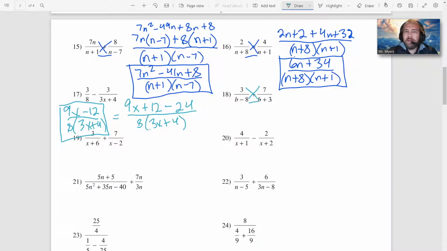And again, the same situation with the denominators, because the denominators do not have anything in common. So crisscross applesauce once again. 3b plus 9.